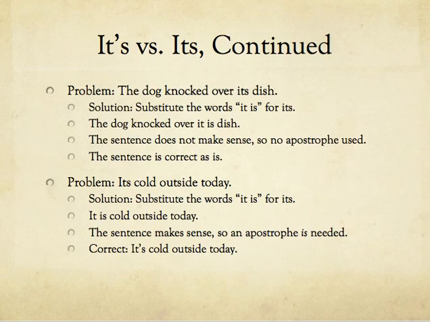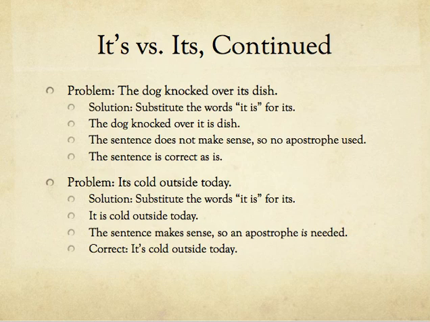So let's look at our example here. The dog knocked over its dish. So let's substitute the words it is for it's in the sentence and see what we get. The dog knocked over it is dish. That doesn't make a bit of sense. Therefore, no apostrophe is needed because that's simply the possessive form.